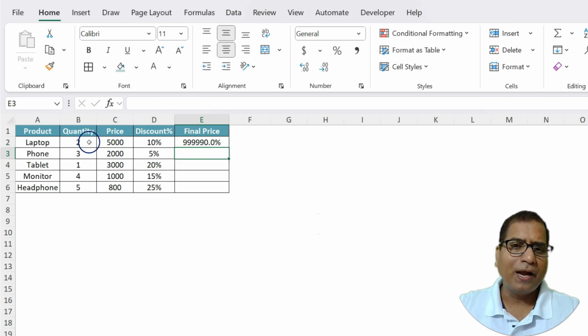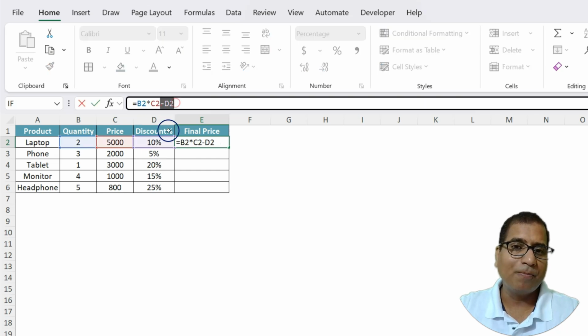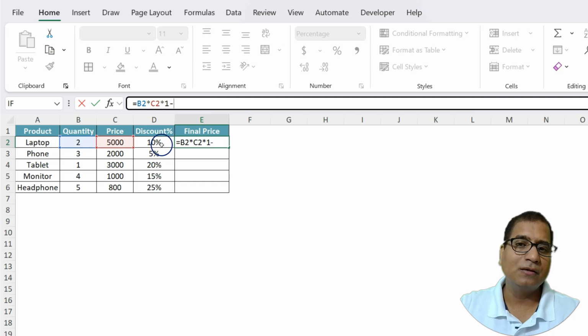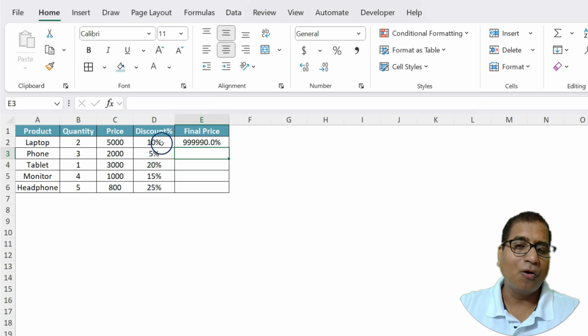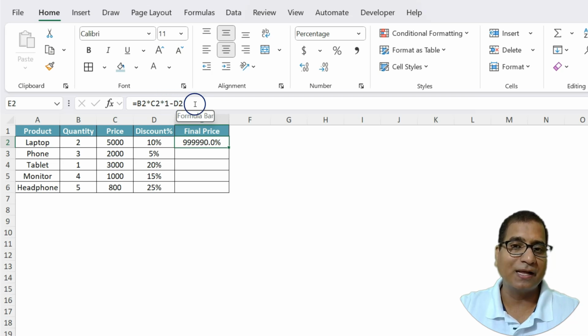So I am expected to get 5,000 into 2, which is 10,000 minus 10%. That means we should get around 9,000. But this is not correct, right? Now, one thing that we can see is this minus 10%. It should actually be multiplied by 1 minus 10%, which is 90%, right? Because the discount is 10%, that means the final price is 90%. So 1 minus 10%, which is 100 minus 10%, like that.